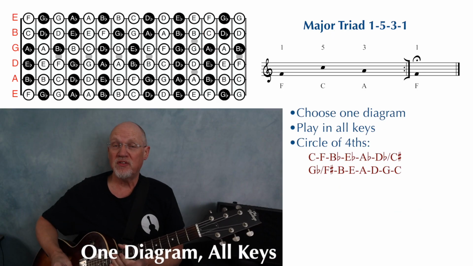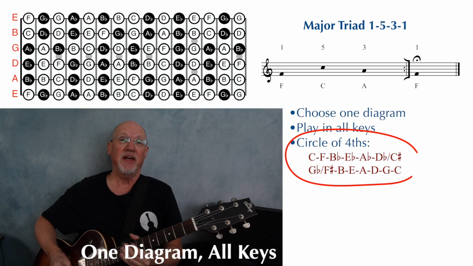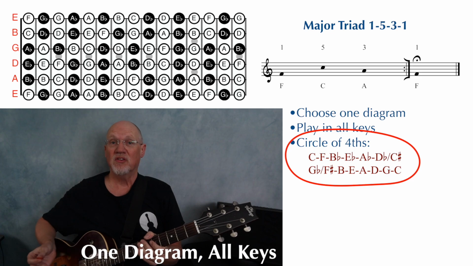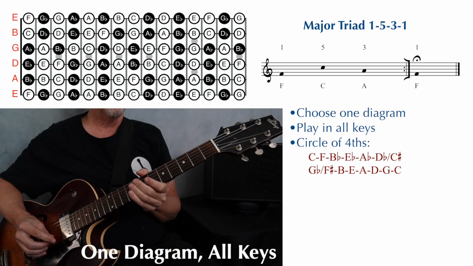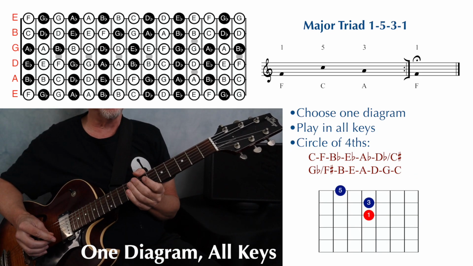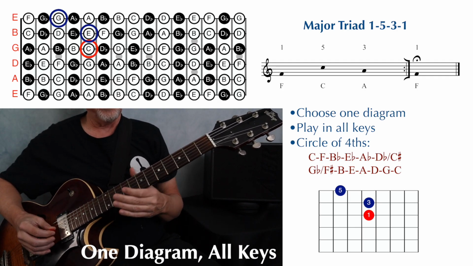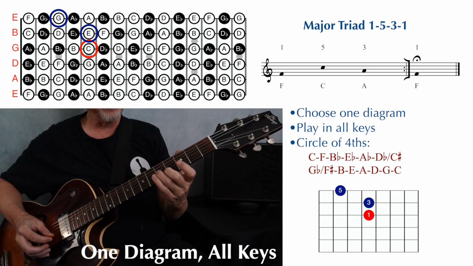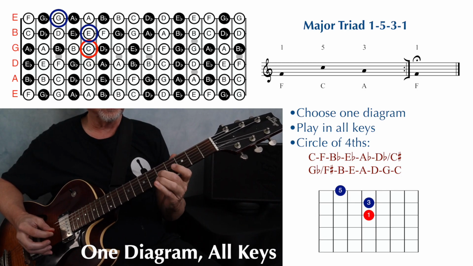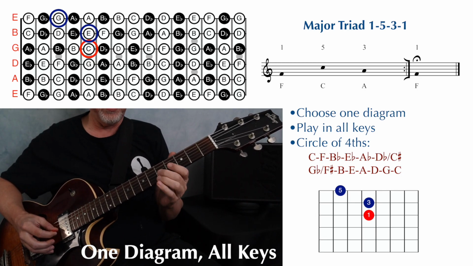And just like with the others, you can choose one diagram and play this pattern in all keys, circle of fourths, starting on C. Using this diagram, we need to find a C on the 3rd string. That'll be at the 5th fret. And we play our 1, 5, 3, 1. We're going to find our notes all along the same string because it's the same diagram.